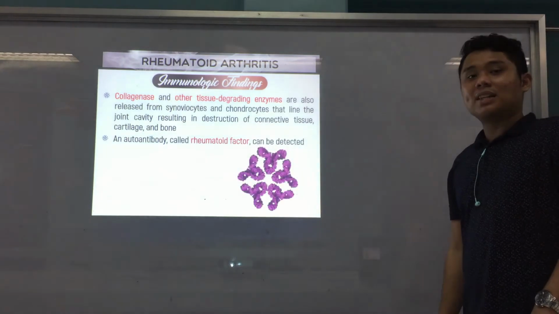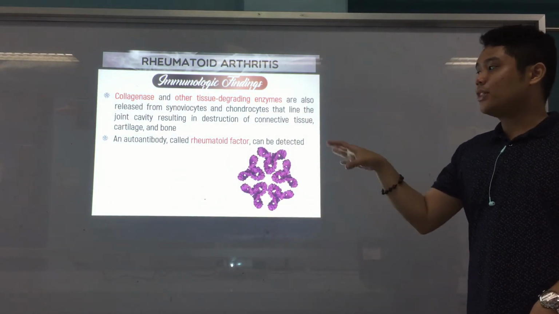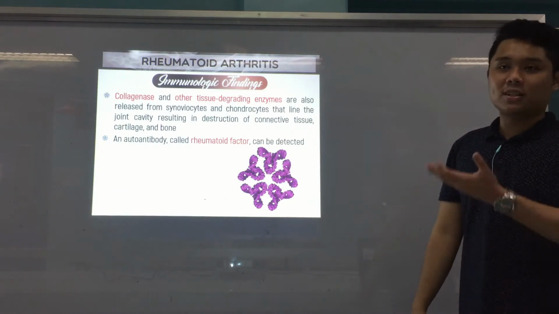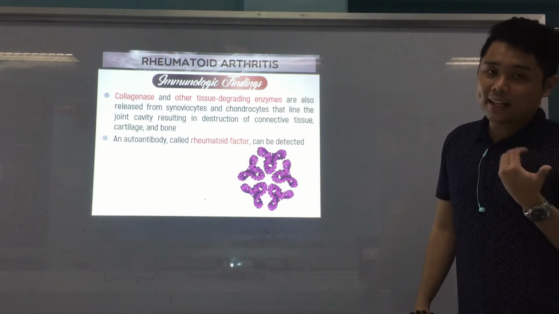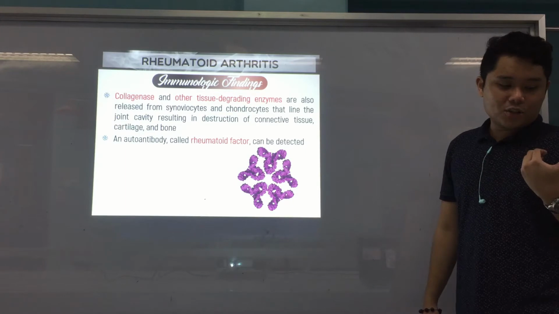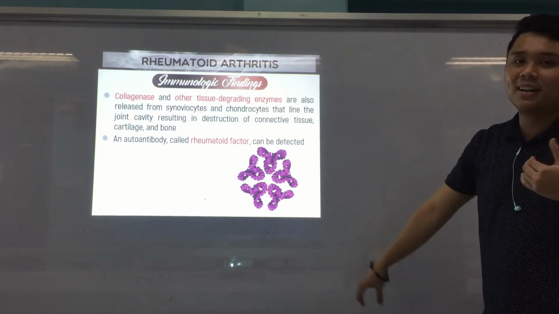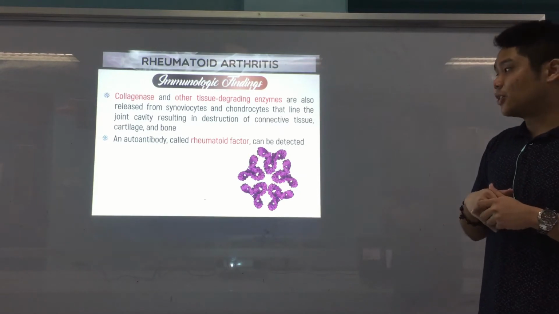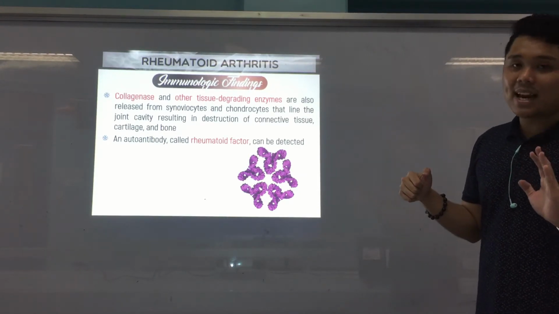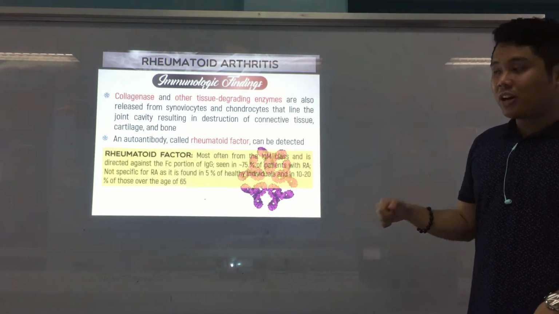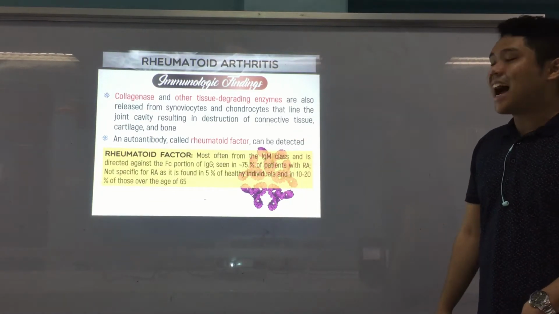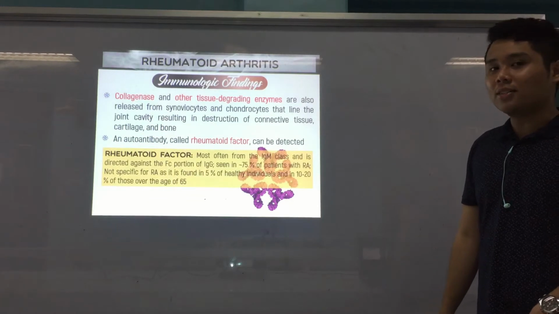Also, two autoantibodies can be found. First is the rheumatoid factor, which is what we'll focus on in the later part of the lecture, because it is the first to be performed in the lab. We have a test kit for that. The autoantibody called rheumatoid factor can be detected. This autoantibody, in terms of composition, is an IgM that targets the Fc portion of the IgG.